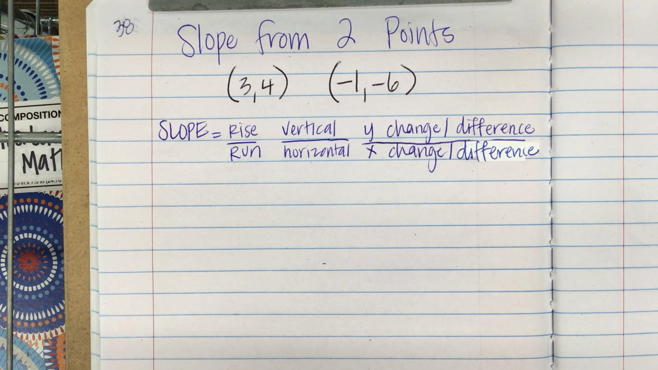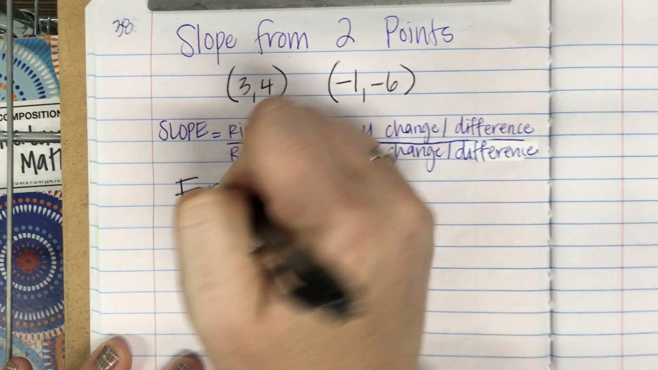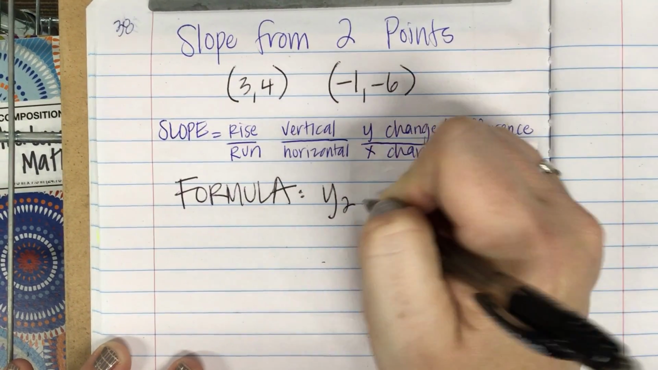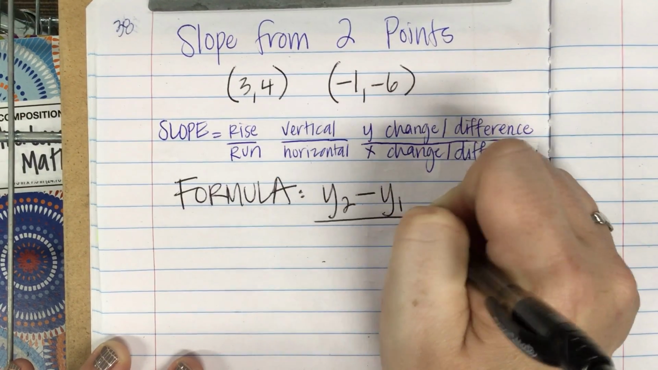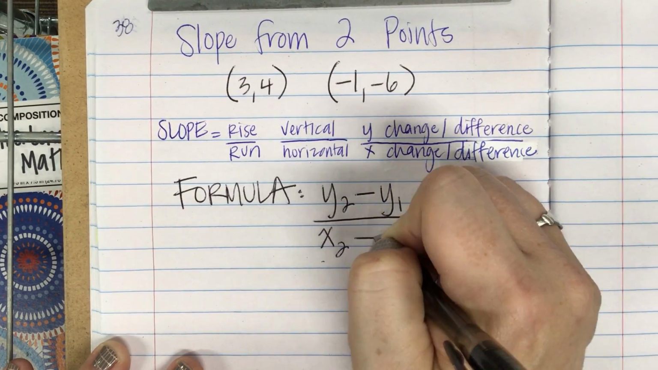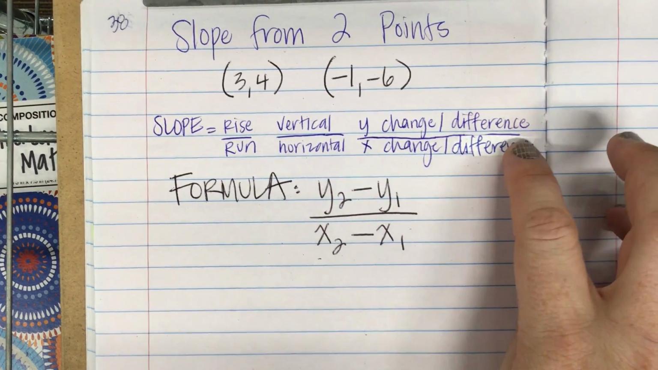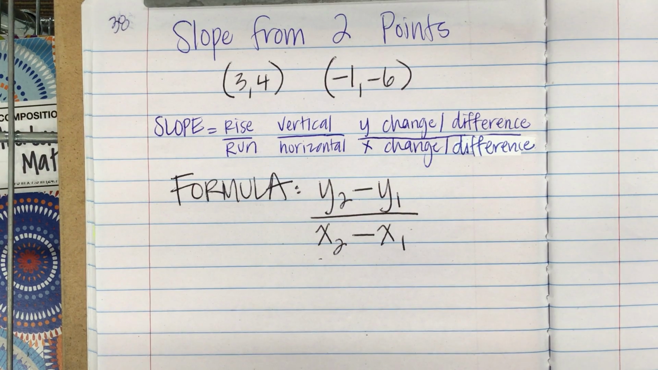So there's a formula we use. It is y2 minus y1 over x2 minus x1. Because the word difference means subtract. So I'm going to subtract my y's and subtract my x's.